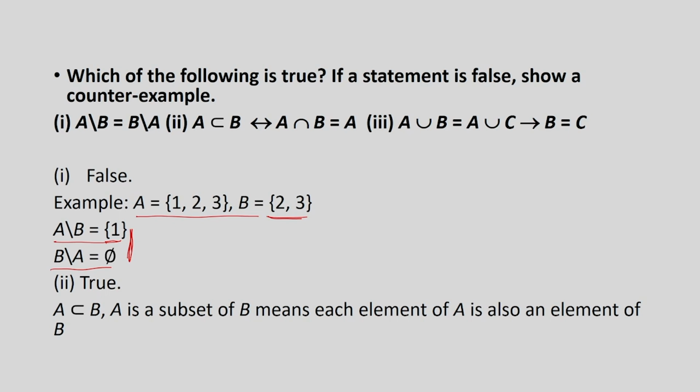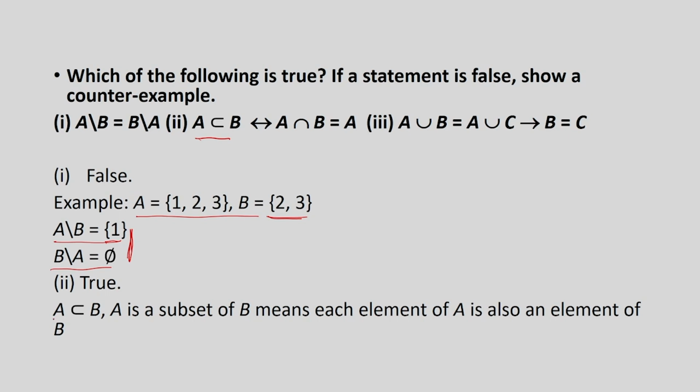The second problem is this: A is a subset of B if and only if A intersection B is equal to A, whether this is correct or incorrect. All right. Our answer is it is correct, it is true. Okay. What is the reason why it is true? It is not being asked that we have to show the reason anyway, but we are trying to clarify why we think that this is correct.